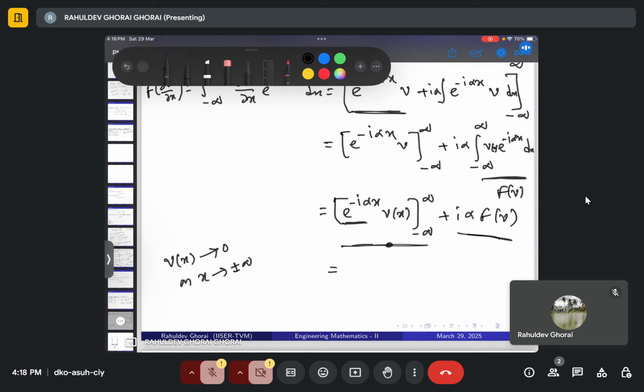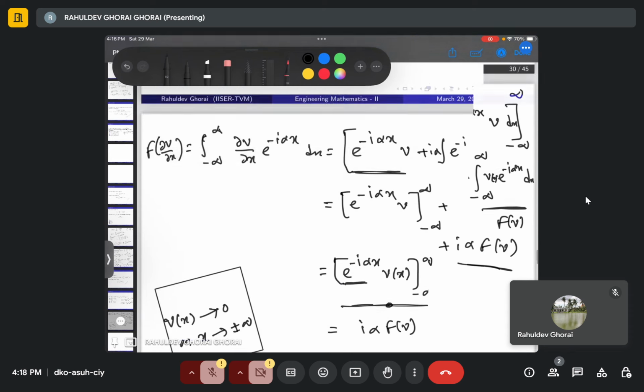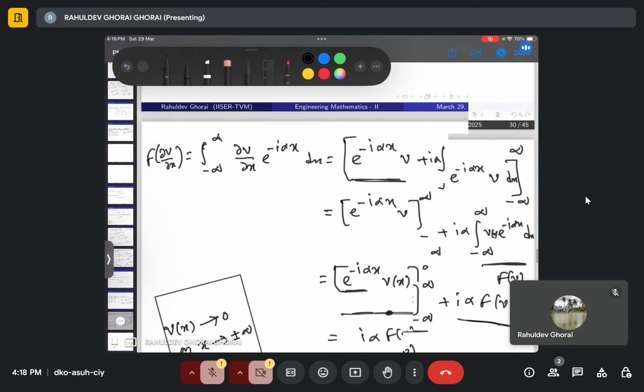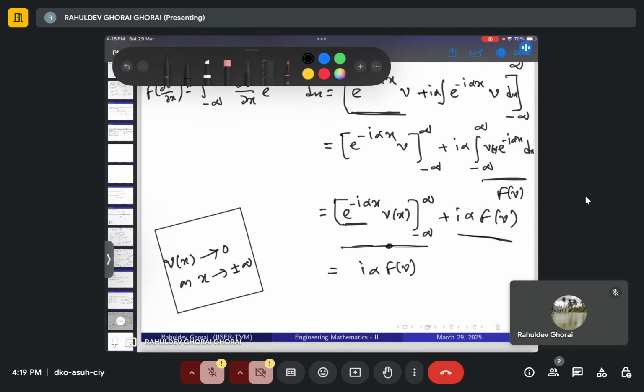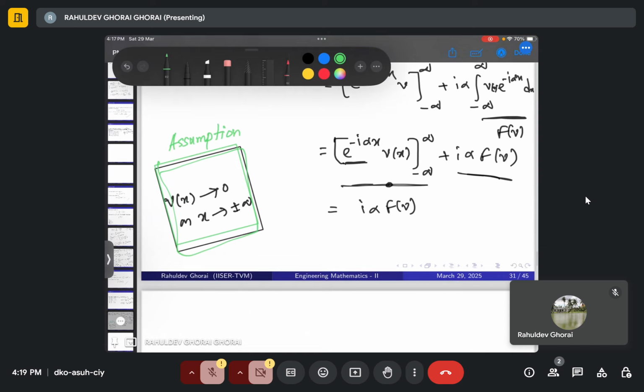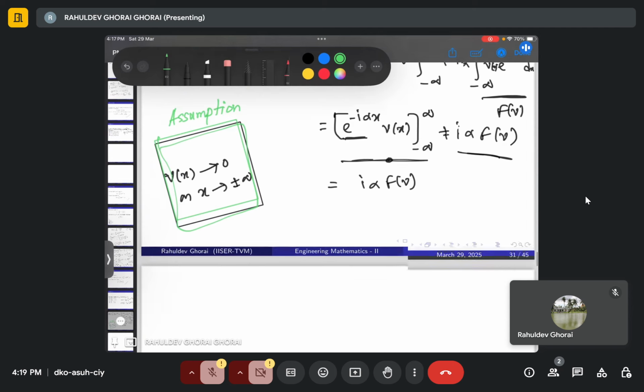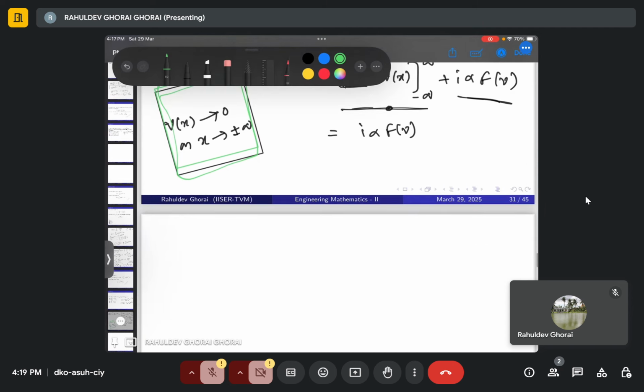So this will then be I alpha f of v. But I would say it is after assuming this condition. I don't find an easier way that would say that it is equal to 0, okay? But once you have this assumption, you can say that this is okay. Then the next one will also be easier.